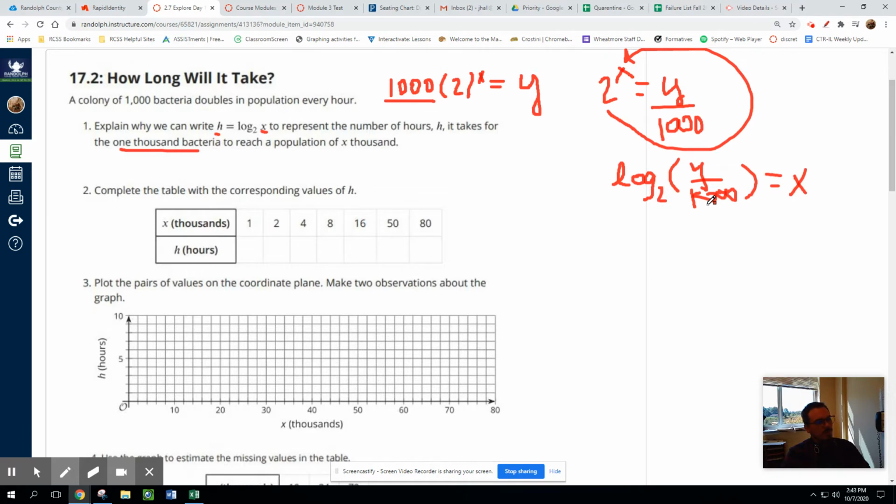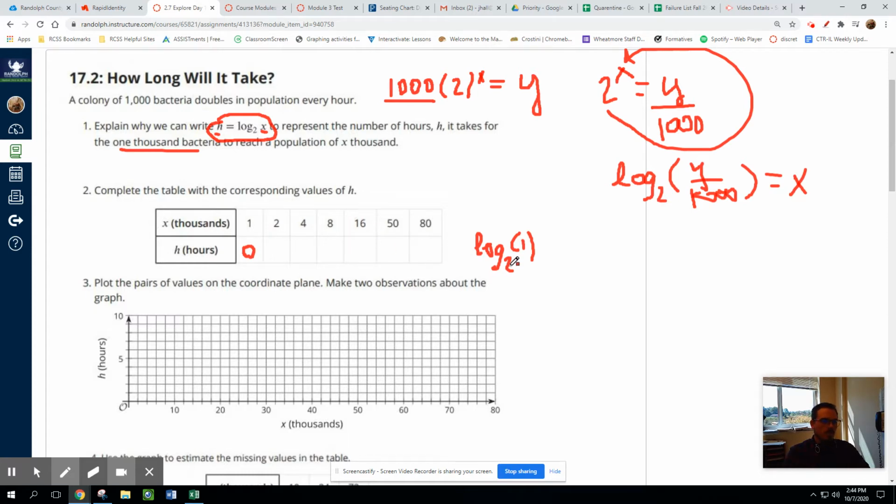Question number 2 here says, complete the table with the corresponding values of h. So going back to this function, h equals log base 2 of x, complete the table. If I plug a 1 in here for x, that's log base 2 of 1. What power, that's what log means, what power on 2 do I need to get 1? Well, the only way we can take something to a power and get 1 is if that power is 0. So h would be 0.